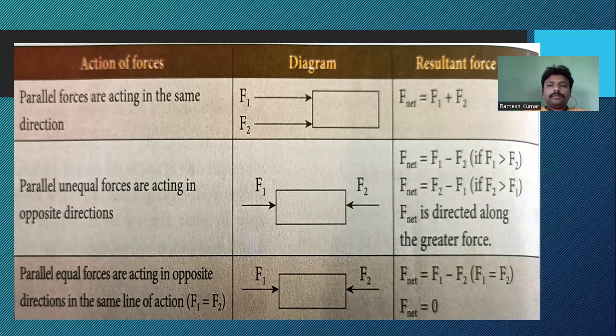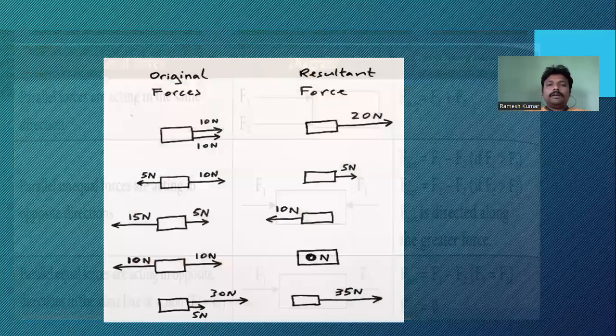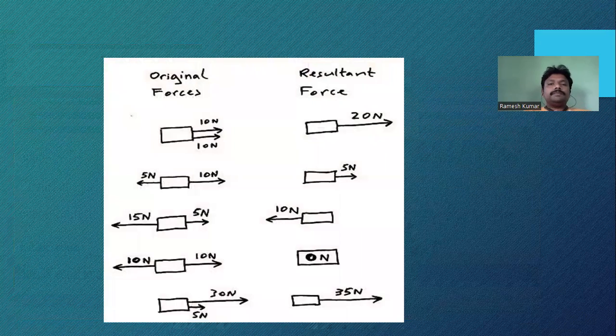Let me explain with a good example. With this picture, it will give a clear idea about the resultant force. In the first case, two forces act in the same direction. So what happened? The resultant force is nothing but the summation of two forces, 10 Newton and 10 Newton. Both are equal in magnitude, and both are acting in the same direction. The resultant force is the summation of the two forces, that is 20 Newton, in the direction in which the forces act.